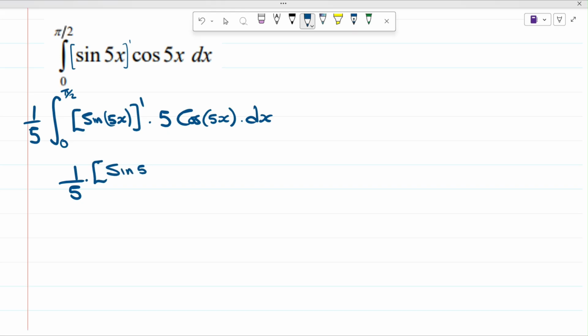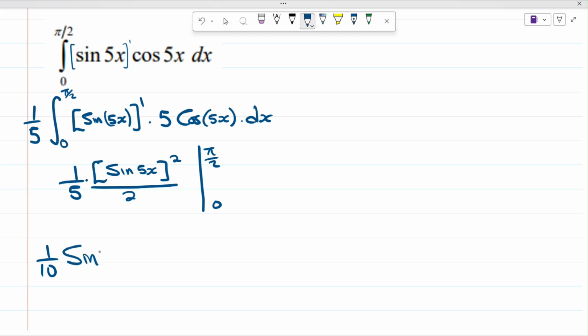Sine of 5x to the power 2. So I added 1 to that 1 and then divided by 2. So now I put in my limits. My limits here are going to be pi over 2 and 0. So this is going to be 1 over 10. Now I'm substituting my limits.